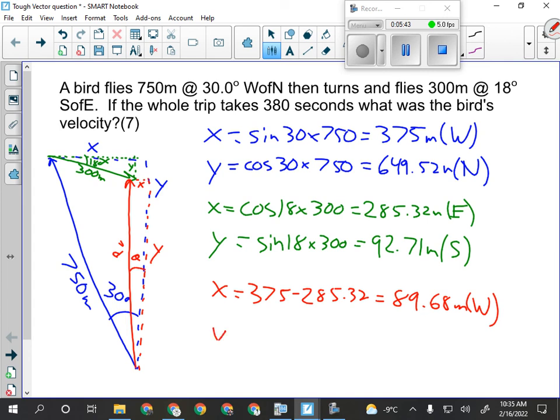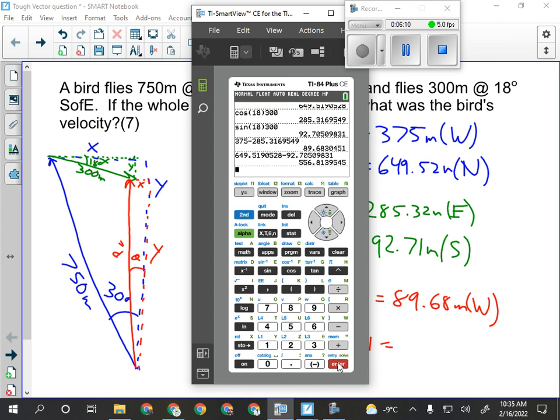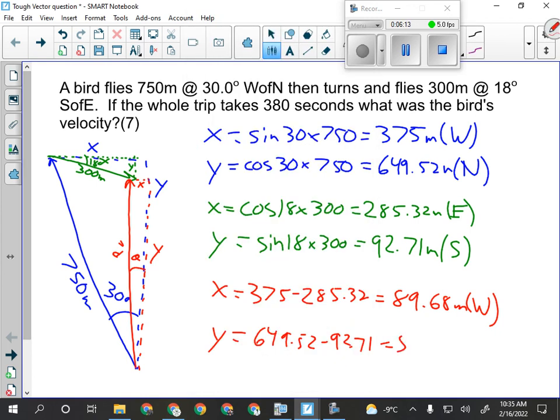And then for my y, the north one is the much bigger of the two, so I'm going to make that 649, the positive one, minus green y, which was only 92. All right, 556.81 meters north. All right, what do I do with those two red numbers?